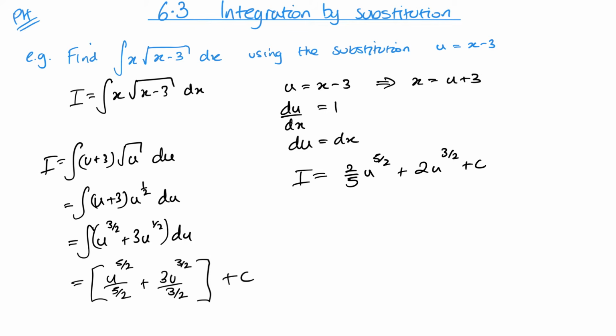Now, at this point, if I had limits, I would be able to substitute my converted limits in and get a numerical answer. But I don't have limits, so I need to convert it back in terms of x. So this means that I get 2/5, and u was x minus 3. Plus 2 x minus 3 to the power 3 over 2 plus c. And there I am, done.